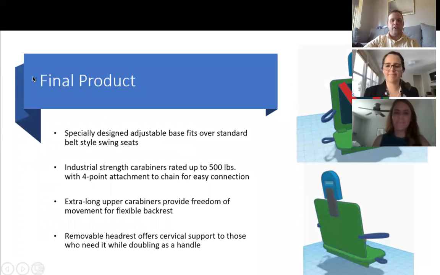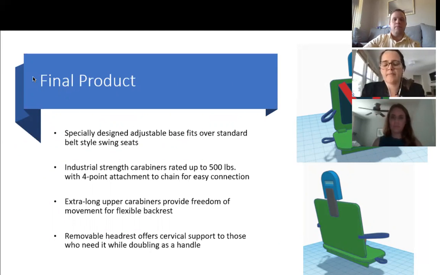So this is a Tinkercad of our final product. It's specifically designed to have an adjustable base that fits over standard belt style swing seats. It has 4 industrial strength carabiners rated up to 500 pounds for easy connection to the chain. And it has extra long upper carabiners that provide freedom of movement for a flexible backrest, and a removable headrest that offers cervical support to those who need it while doubling as a handle.